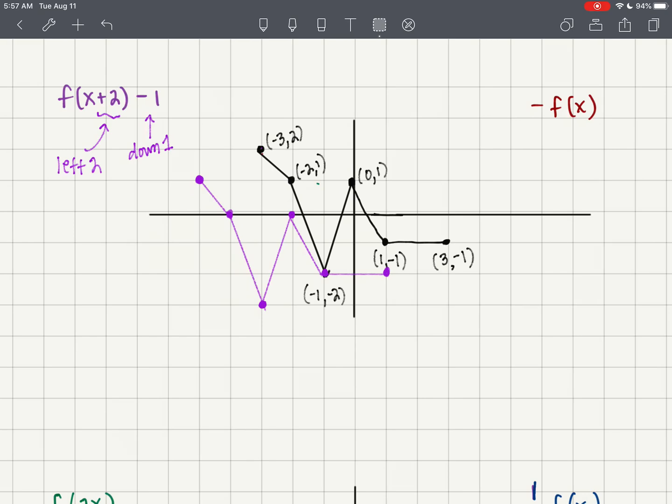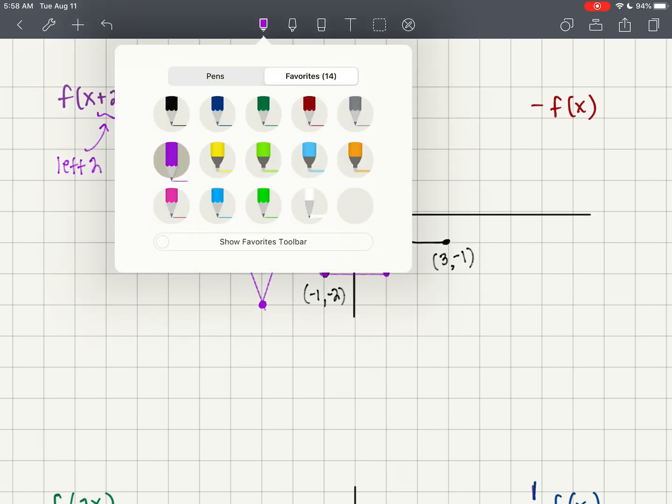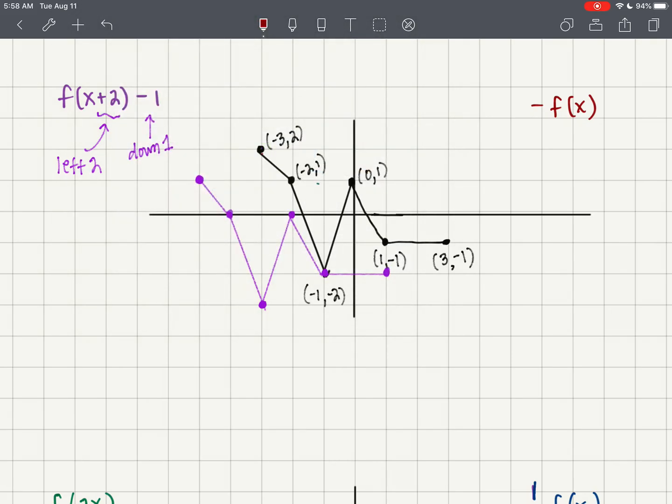Now what happens if I have the opposite of f of x? Well, the opposite of f of x is a transformation over the x-axis. So I'm going to change my pen to red so that you can see those points. When we reflect over the x-axis, remember x stays the same and y changes. So my negative 3, 2 becomes negative 3, negative 2. So we just flip it right over the x-axis.